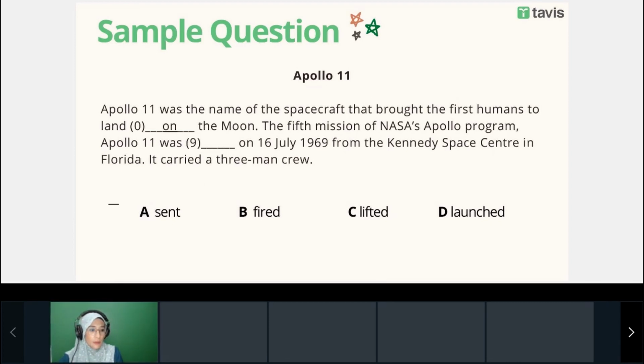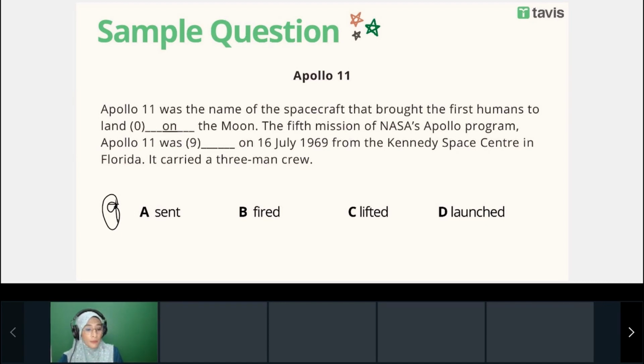Question 9. All right, so this is question 9. Here, this is just the first 2 sentences from the text given to you just now. It says Apollo 11 was the name of the spacecraft that brought the first humans to land something, the moon. And the first answer will always be given to you.